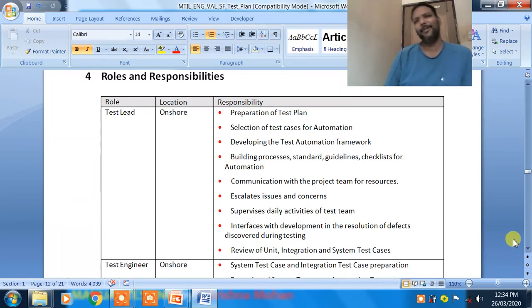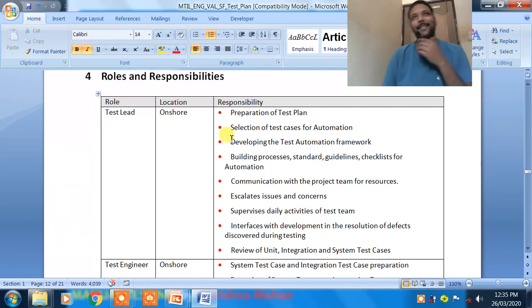You might be thinking that it is already there in the process. Projects have already been done, and the process document already says which role does which job or task. So why write it explicitly in the test plan? But it has to be mentioned explicitly over here.